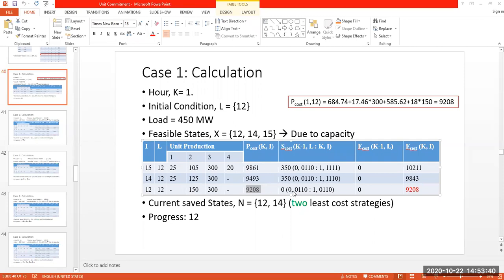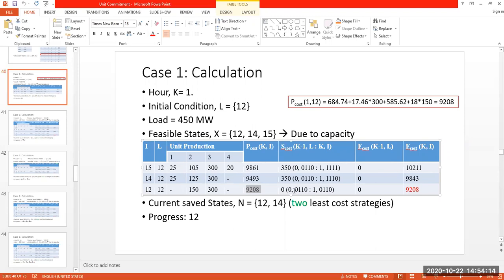The hour is 0 because we are considering this calculation for hour equal to 1, so K minus 1 will be 0 here. You follow this column, K minus 1 will be 0, this entry. L is 12, so it is 0, 1, 1, 0. This is the state taken from the capacity ordering of units, the combination 0, 1, 1. You can also see it here 0, 1, 1, 0. These are the units on, and the dash marks the off units.